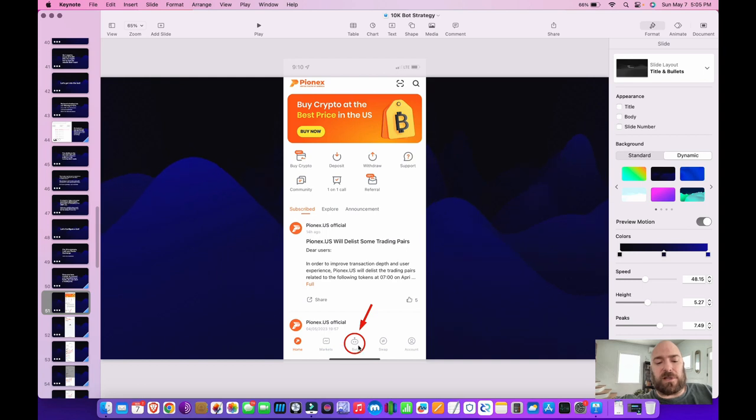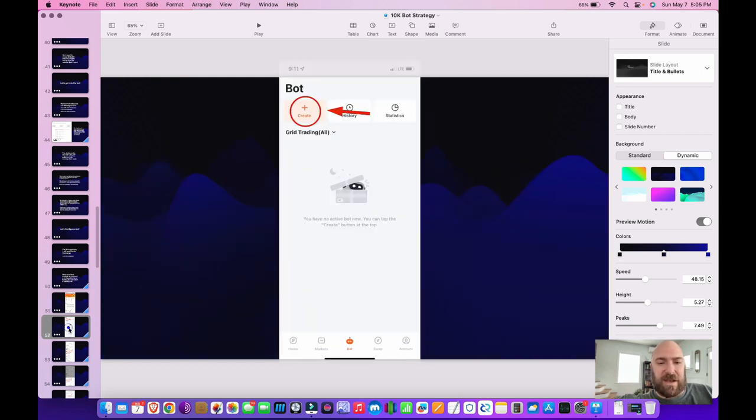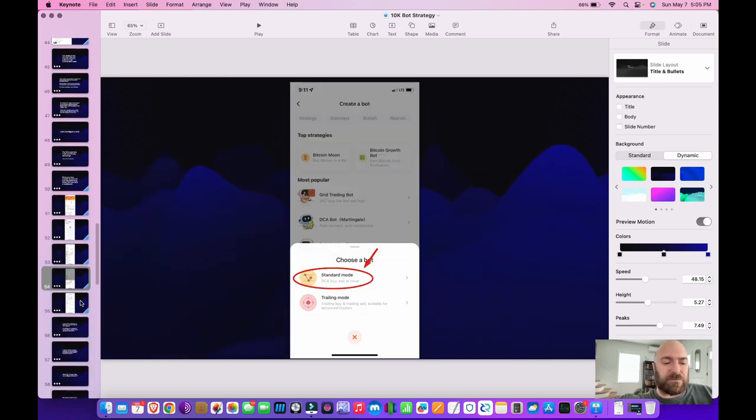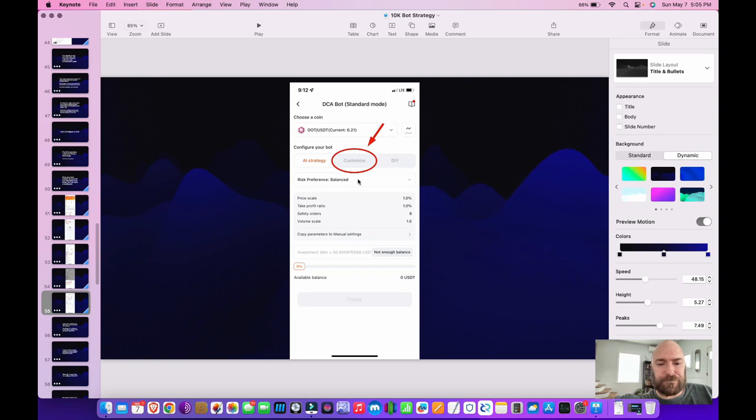So you'll click where it says bot. And then after you click on bot, you want to create a trading bot. Once you have pulled up that page, you're going to select DCA Martingale bot. Standard mode. And then you're going to want to customize your bot.